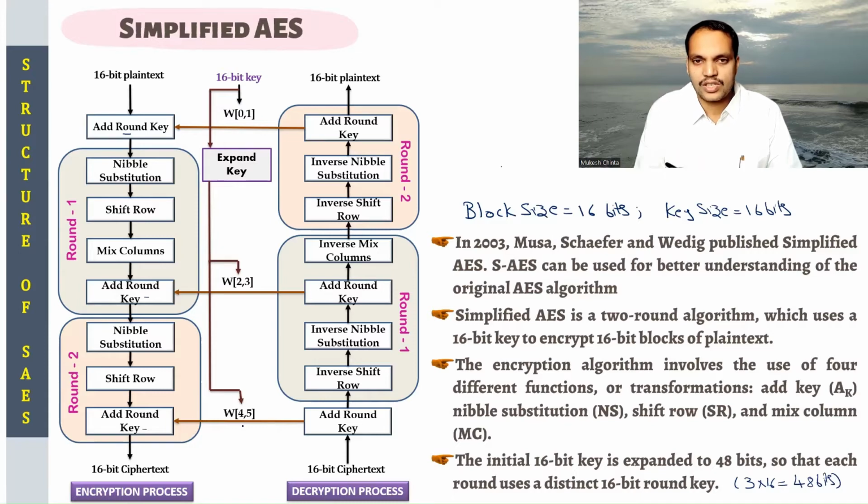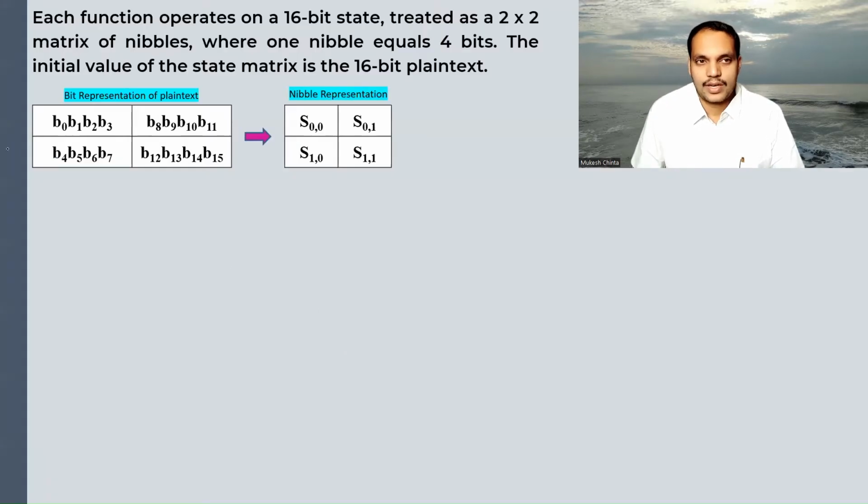This is just the general overview of the structure: 2 rounds, which start with an add round key; round 1 has 4 operations, and round 2 has 3 operations. The decryption process is almost similar to the encryption process, but the round keys are employed in the reverse order. There are some certain differences, which I will discuss in the last slide. Okay, so let us start.